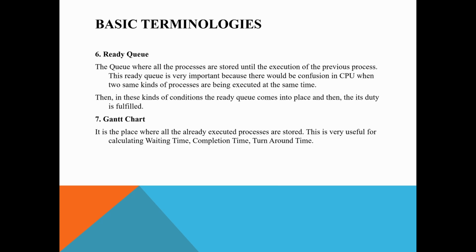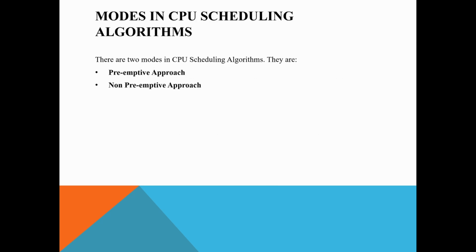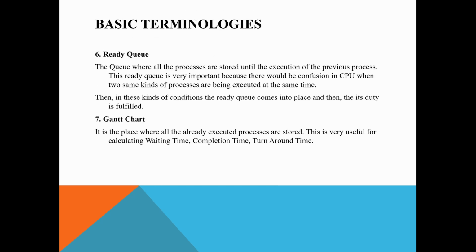Then the next one is the ready queue. What is the ready queue? The processes which are ready for execution are stored in the ready queue. It is the queue where all the processes are stored until the execution of the previous process. This ready queue is very important because there would be confusion in the CPU when two processes of the same kind are executed at the same time. So this ready queue will avoid this confusion. And the Gantt chart is very important. This Gantt chart is used to calculate the waiting time, completion time, and turnaround time.